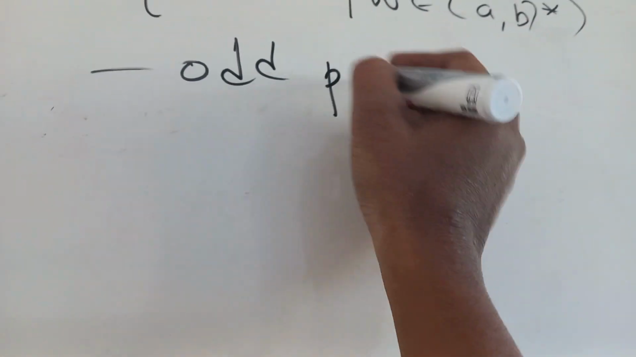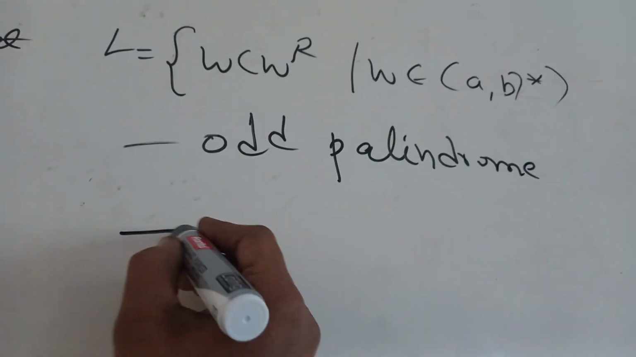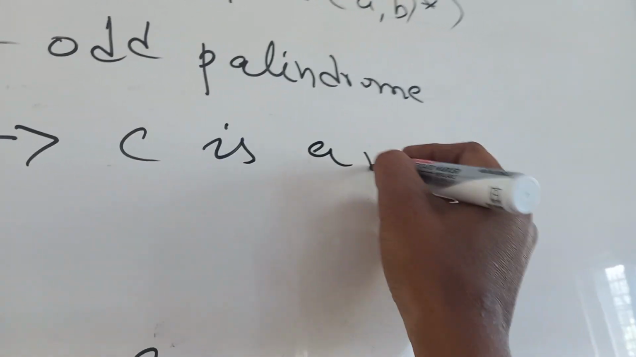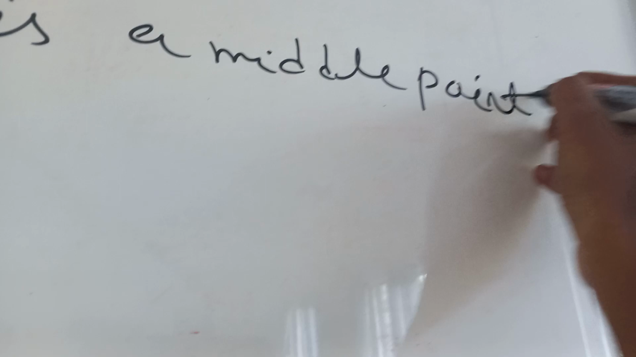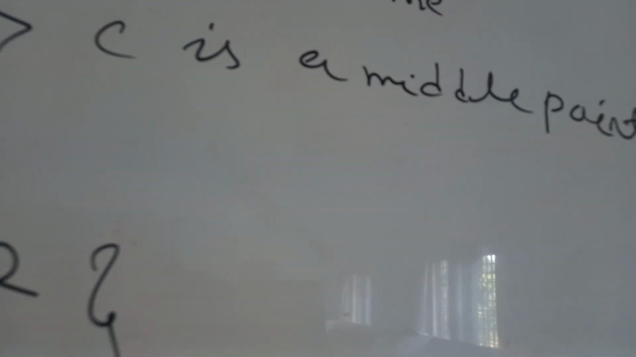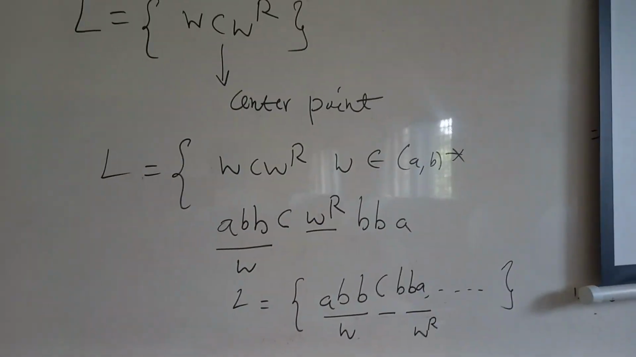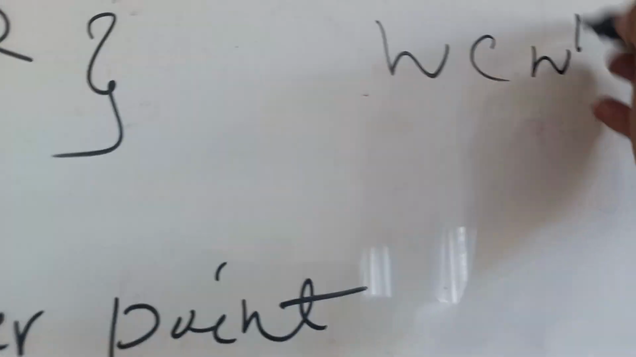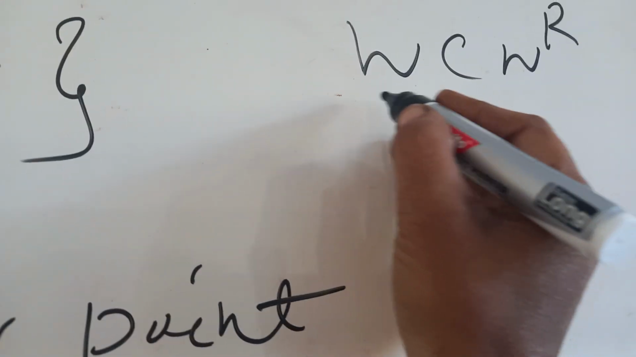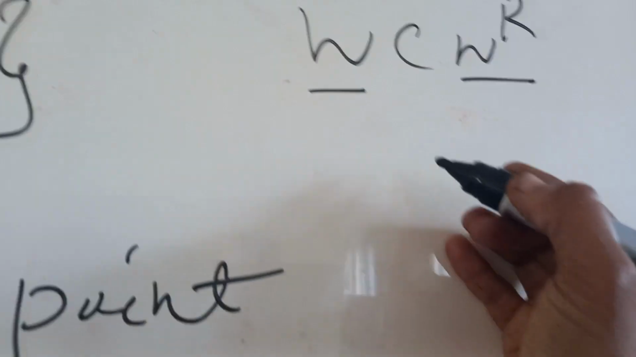Odd palindrome, where C is the middle point. So here the logic is, the language is made up of W C W to the power of R, where W is a string and W to the power of R is the palindrome of that string.